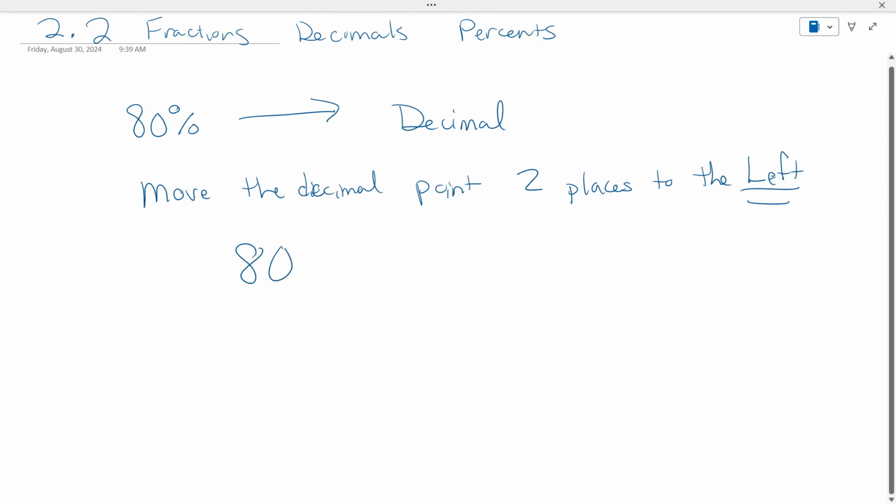So 80% is like 80.0%. 80% and 80.0% are the same thing. When we change it to the decimal, we go 1, 2 places. So as a decimal, 80% is 0.8. So you move the decimal in the percent 2 places to the left, and then it becomes a decimal. So if we have 112.4%, what I'll do is move the decimal 1, 2 places to the left, and that is equal to 1.124.